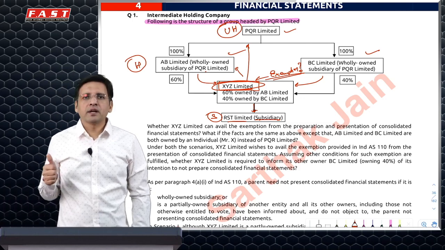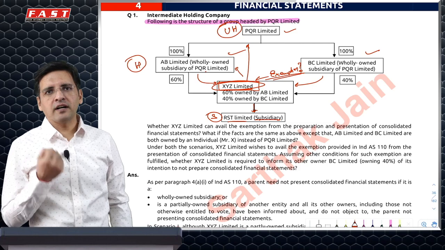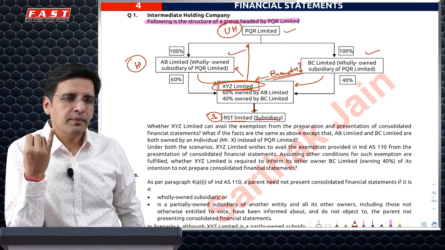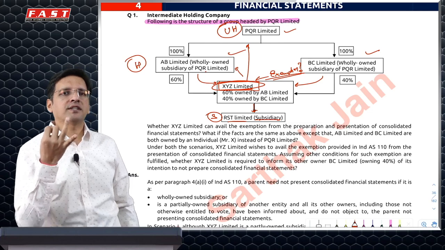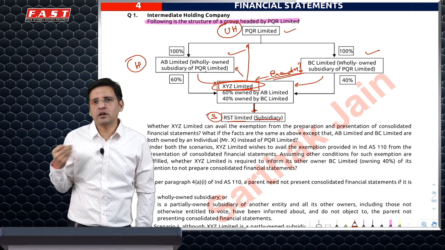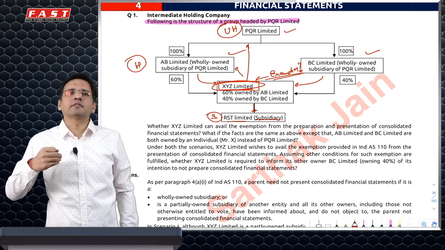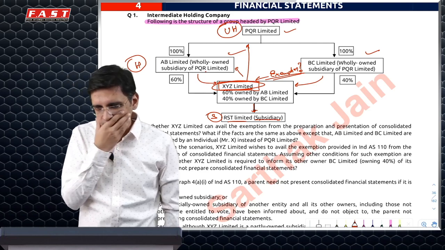Now, intermediate holding companies do have exemption to prepare consolidated financial statements if conditions are met. First, they are not listed. Second, their holding or ultimate holding company is presenting financial statements as per Ind AS. And third, if they have other shareholders, that means it's not a 100% subsidiary, they have informed that we will not be preparing consolidated statements and they have not received an objection.